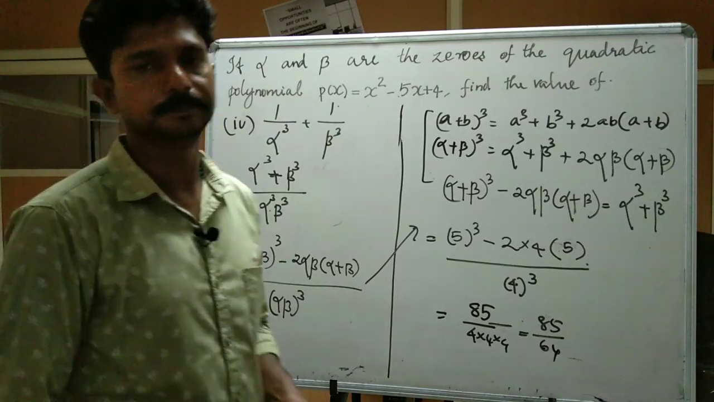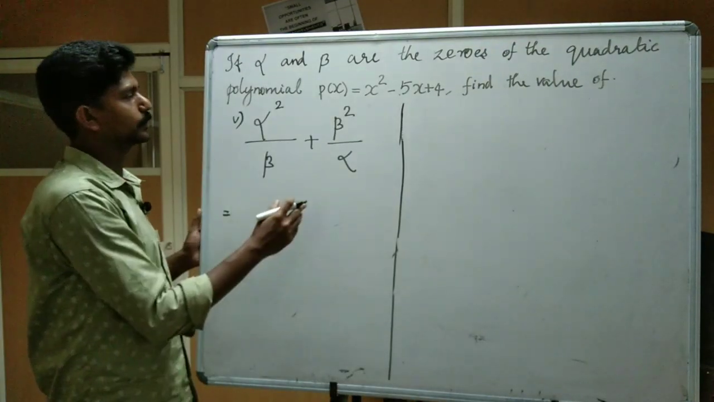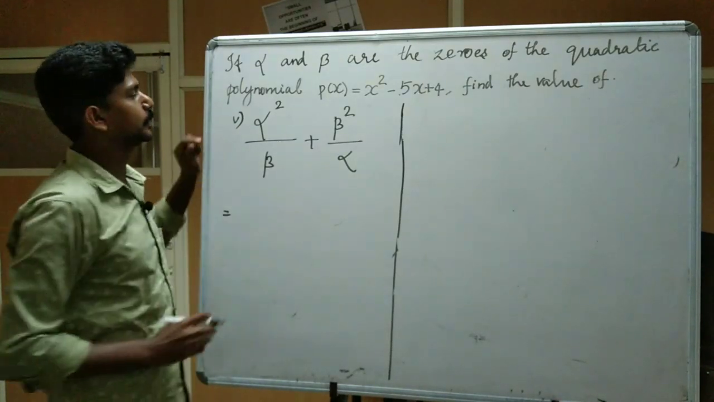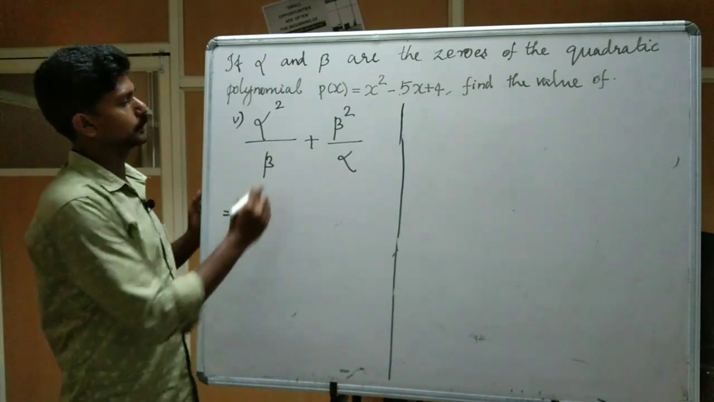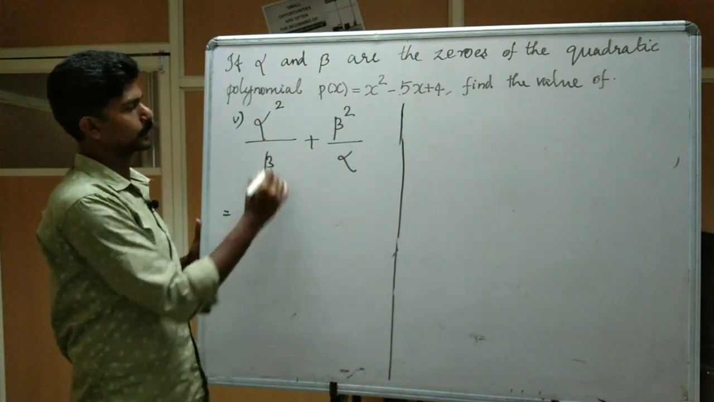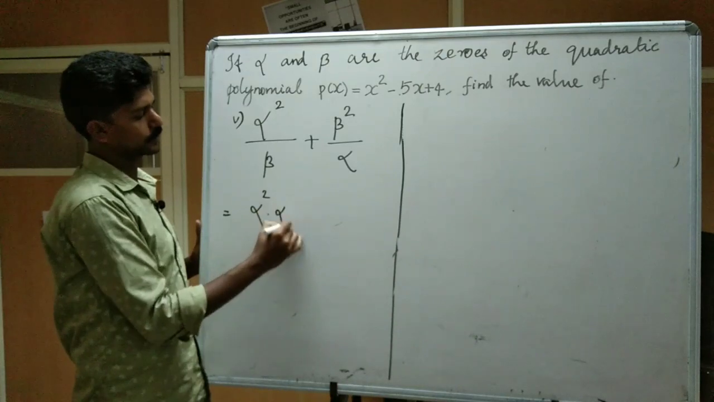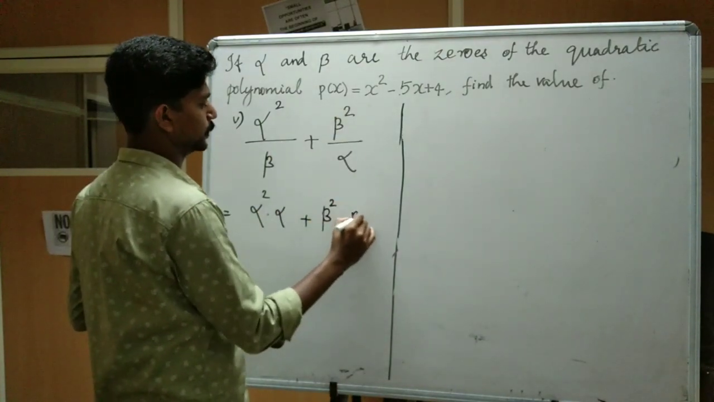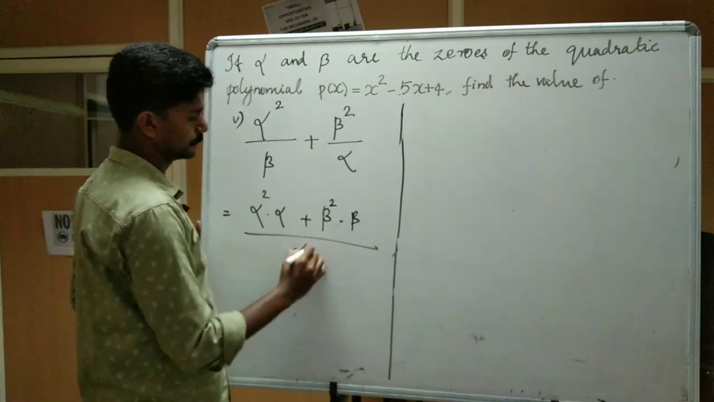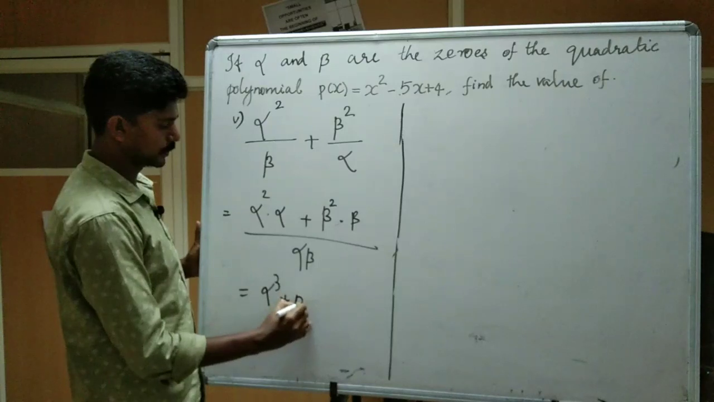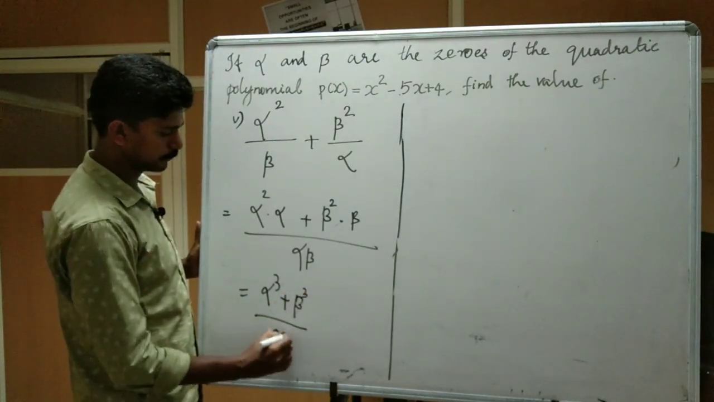Let us see the another one. So this one we can cross multiply first. Let us see the fifth question. This one first let us cross multiply. So alpha square into alpha plus beta square into beta divided by alpha into beta, which is equal to nothing but alpha cube plus beta cube divided by alpha beta.